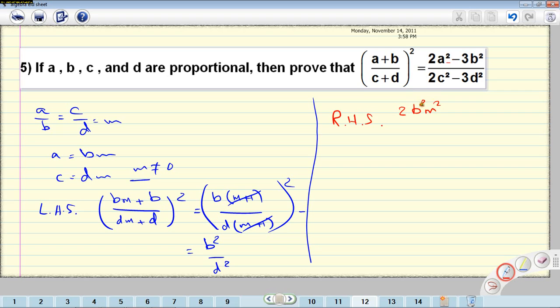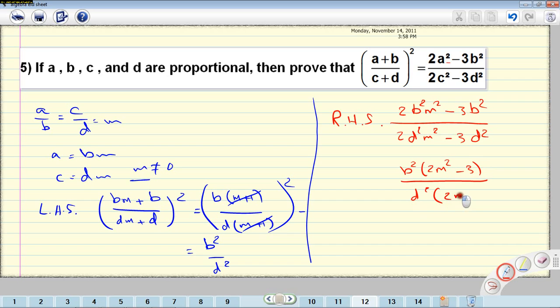So b to the power of 2, m to the power of 2 minus 3b to the power of 2 over 2. Also c, which is dm. So how can I write it? Yes, it's d to the power of 2, m to the power of 2 minus 3d to the power of 2. A common factor there, which is b to the power of 2 open bracket 2m to the power of 2 minus 3 over d to the power of 2, 2m to the power of 2 minus 3.